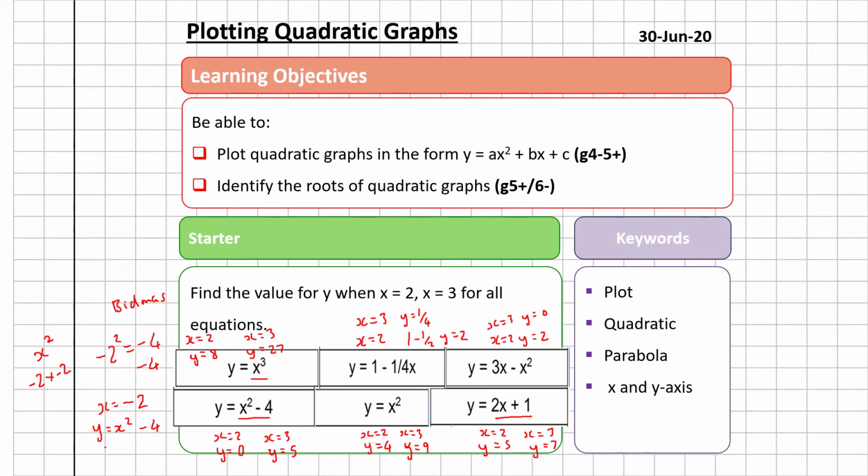For y equals x squared minus 4, you're going to get y equals minus 2 times minus 2, then minus 4. We do the times first. You know that's going to be 4 minus 4 equals y. So in this case, y is going to be 0. Perfect.